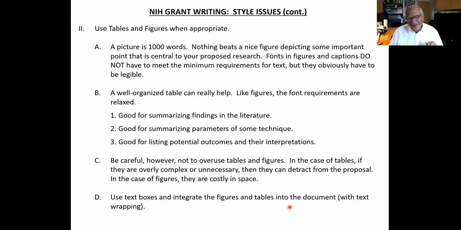One practical note is Word can be very annoying sometimes when you're trying to format tables and figures and wrap text around them. What I learned several years ago is it's a lot easier to do that if you put the figure or table in a text box. Then it's easier to move the text box around.